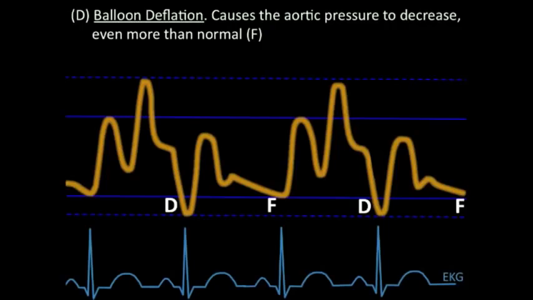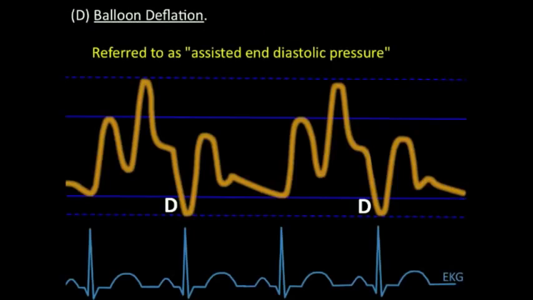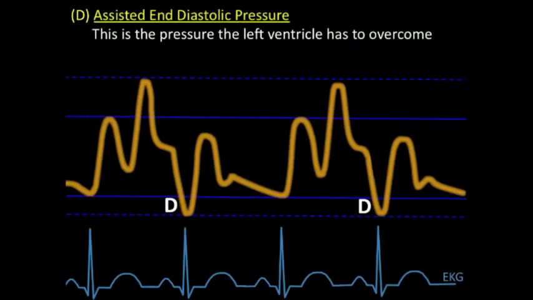So if you compare D to F, we're quite a bit lower here with the balloon pump deflating. And this is called the assisted end diastolic pressure. Not the LV end diastolic pressure, but rather it's the aortic end diastolic pressure. And this is going to be the pressure that the left ventricle is going to have to overcome for the aortic valve to open again.